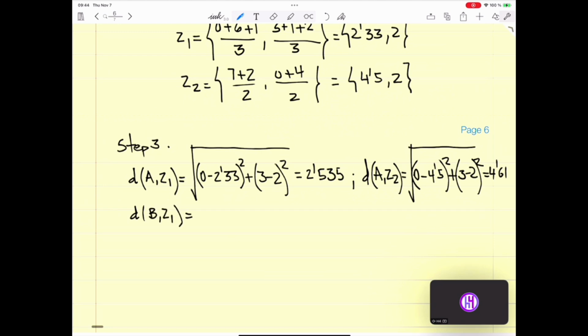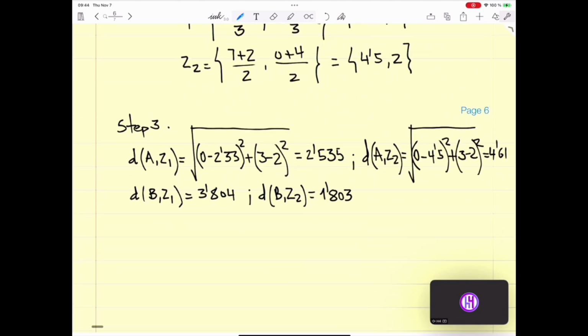Distance between B and Z1 is 3.804, and between B and Z2, I already did this before, is 1.803. Of course, in the exam, you need to give me all the calculations, okay? Show me all the calculations, not just the number, because you can look left or right and copy that. So please give me all the calculations. I just do this here because I want to get more things explained. We have had a lot of holidays and stuff, okay?